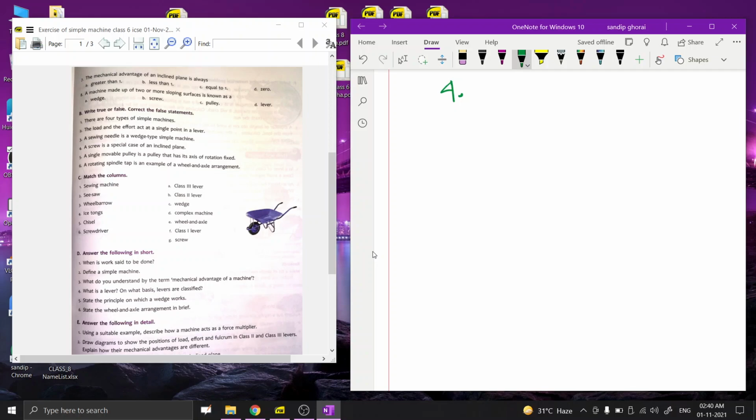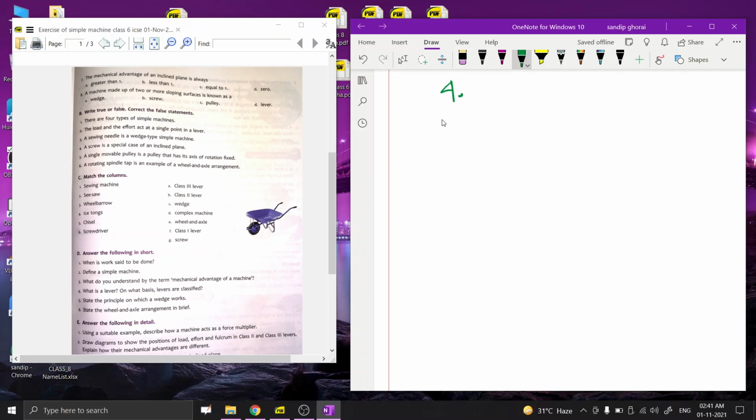If the fulcrum lies between the load and effort, then this type of lever is called a class 1 lever. If the load lies between the effort and the fulcrum, it is called a class 2 lever. And if the effort lies between the load and fulcrum, it is called a class 3 lever. So levers are classified on the basis of the positioning of load, effort, and fulcrum.